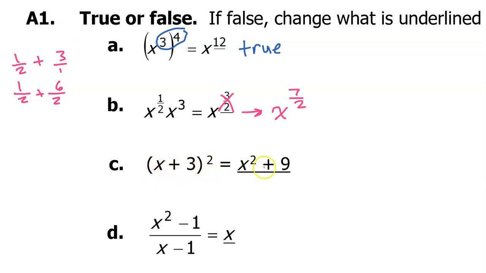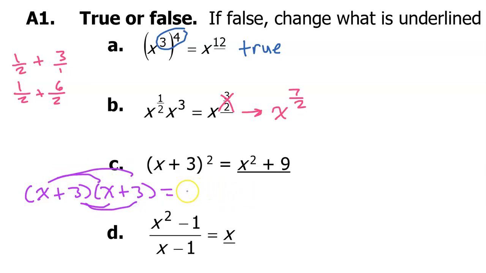Well, this is definitely false. They are illustrating a common mistake. A lot of students think that when you square a binomial, you can just square each part separately. You can't do that. Focus, people. Get your head in the game. So what you have to do is multiply this out. So we have to do x plus 3 times x plus 3. So you can FOIL this or double distribute, however you want to think about it. But we should end up with x squared plus 6x plus 9. So now it's true.